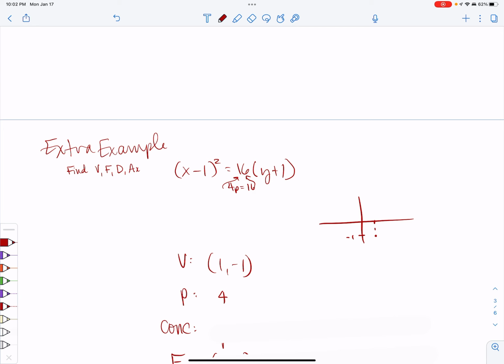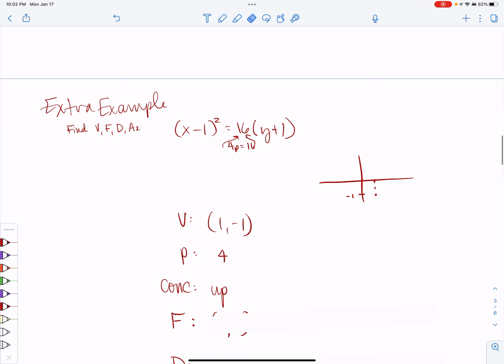The concavity on this, notice that my x's are being squared, so it has to be up, down. My p-value is positive, so this is going to be a concave up parabola. My focus has to be p away from the vertex.